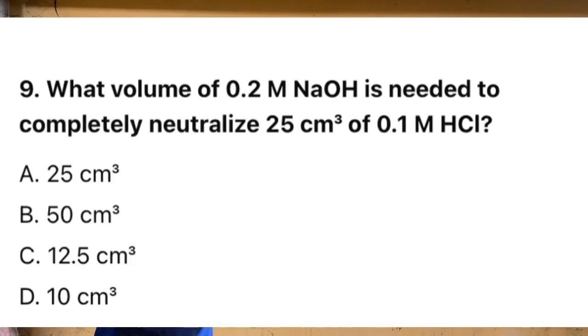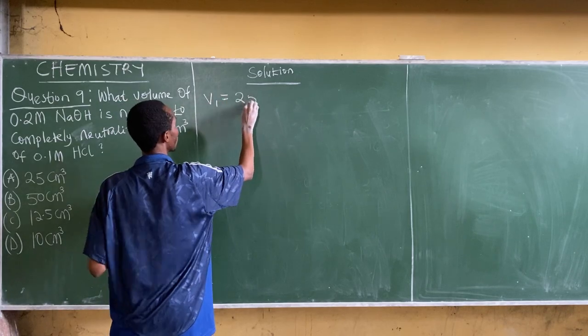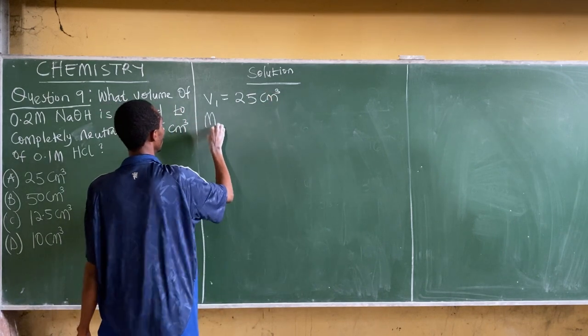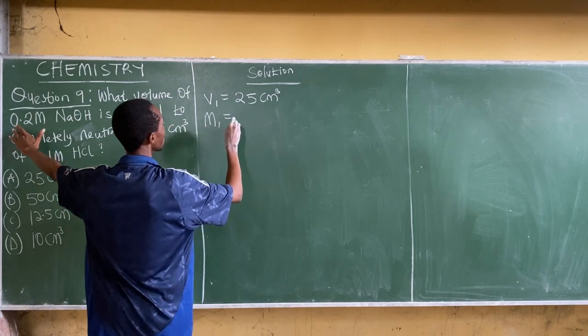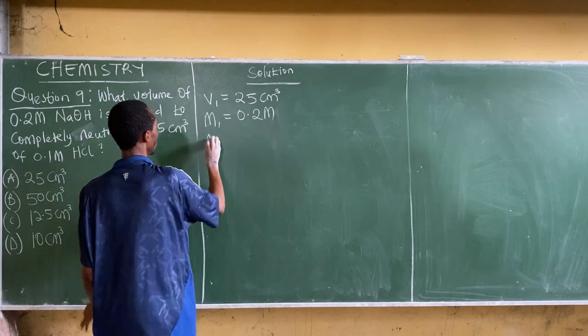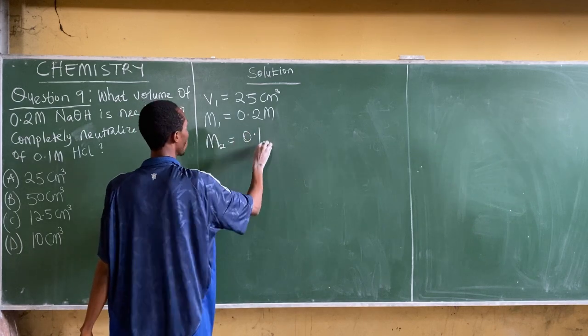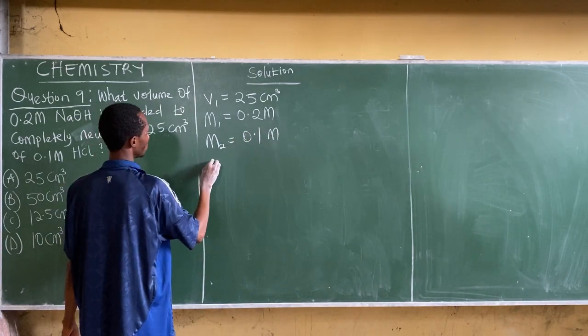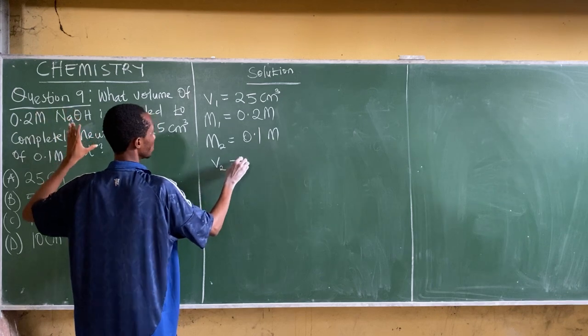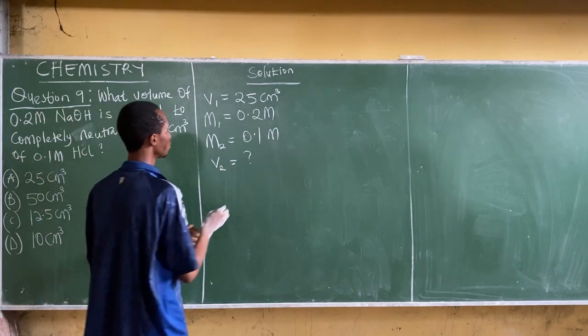From the question, they gave us the initial volume, V1, to be 25 cm³. They give us M1 to be 0.2 molar. They gave us M2 to be 0.1 molar. They said we should find the volume of this. So V2 is unknown.